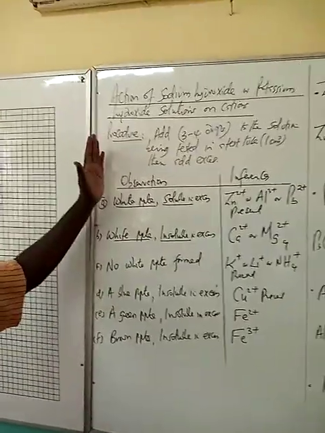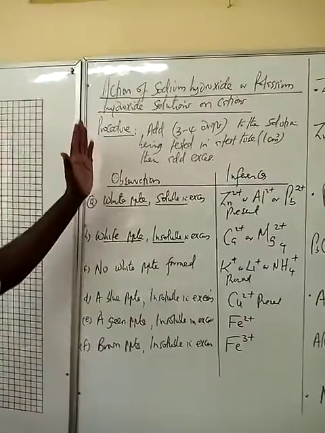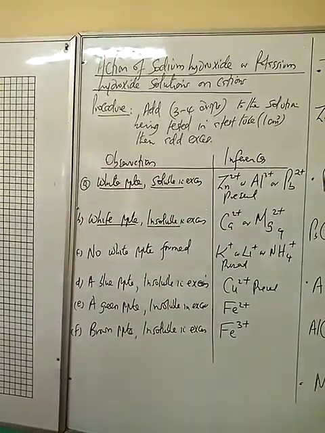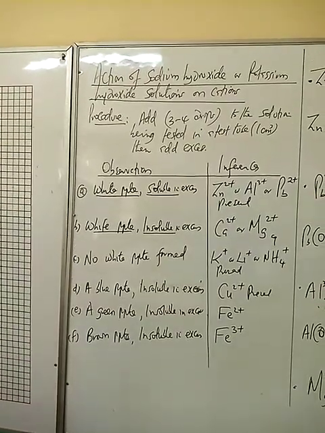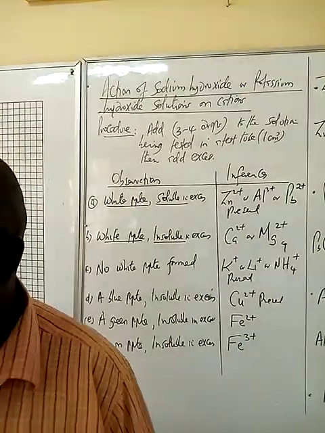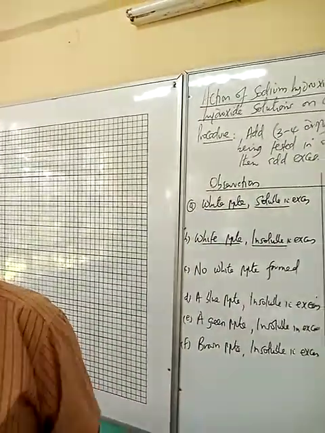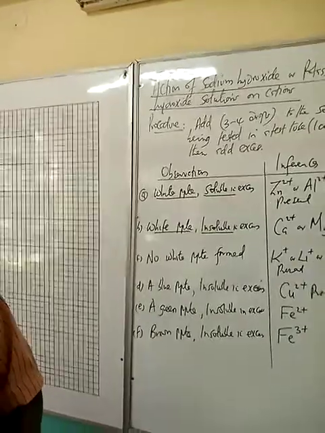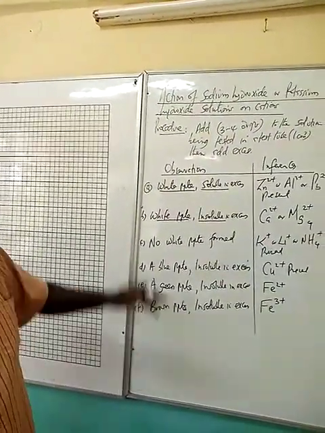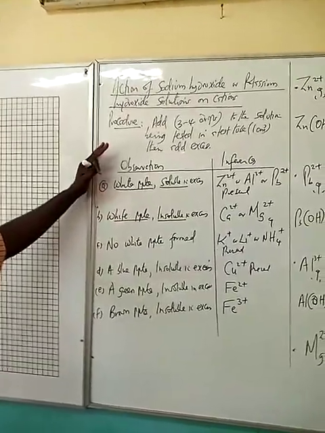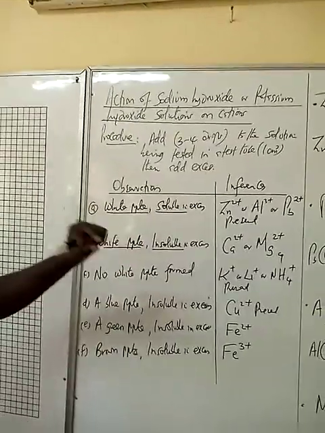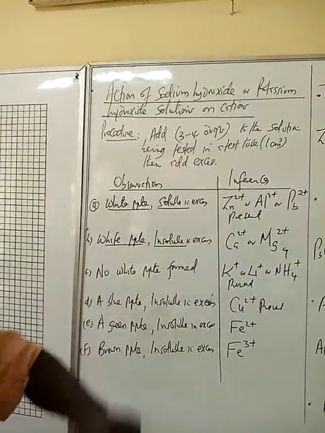We also said that the best way of identifying these cations is by use of a precipitate, that is, a precipitation reaction. And what's a precipitate? A precipitate is any insoluble solid that separates out from a solution during a chemical reaction. So you can be given a solution in the laboratory and you are given sodium hydroxide and you are asked to identify the cation which is in that solution.